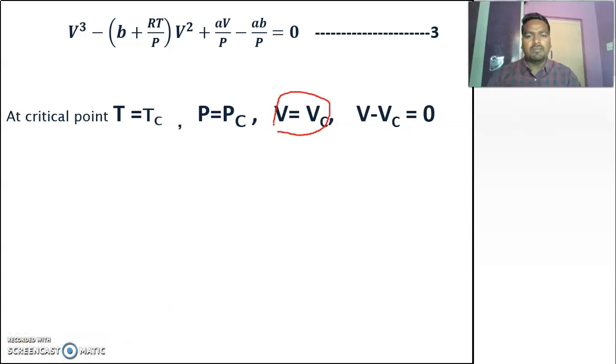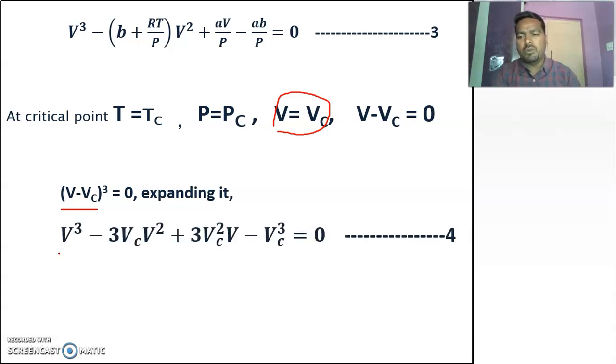Then if you rearrange this equation, V is equal to Vc can be written as V minus Vc is equal to 0. Then we can also write V minus Vc whole cube is equal to 0. If you expand this by applying the (A minus B) whole cube formula, we are going to get V cube minus 3Vc V square plus 3Vc square V minus Vc cube is equal to 0, that is A cube minus B cube minus 3A square B plus 3AB square. So this is the equation we obtained if we apply the algebraic formula to this equation.